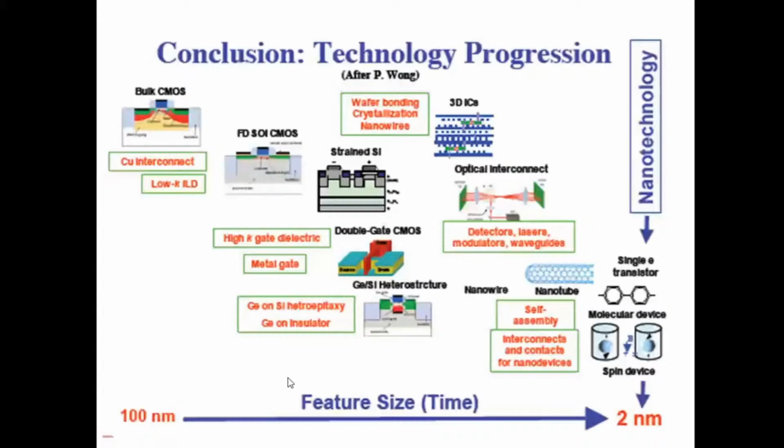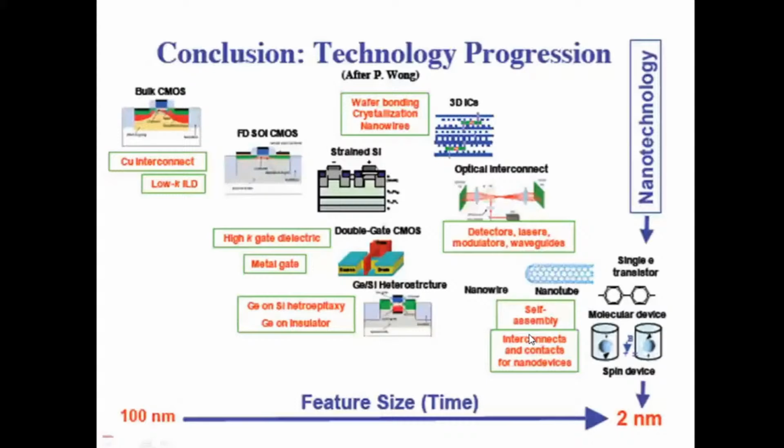Concluding, technology has progressed. Initially we had the bulk CMOS. From bulk CMOS we got the fully depleted silicon on insulator CMOS. We got the strained silicon CMOS. We got the three-dimensional devices to get our double gate structure. The channel was replaced by silicon germanium or germanium material with better performance at smaller dimensions. Along with the reduction in the dimensions of the MOSFET, interconnects were also scaled. Optical interconnects were also demonstrated in the lab, not commercially.